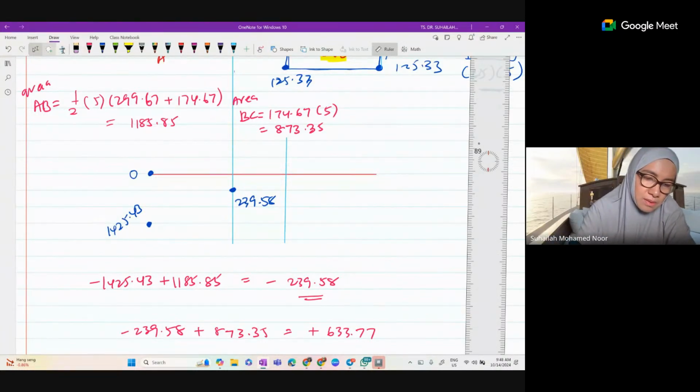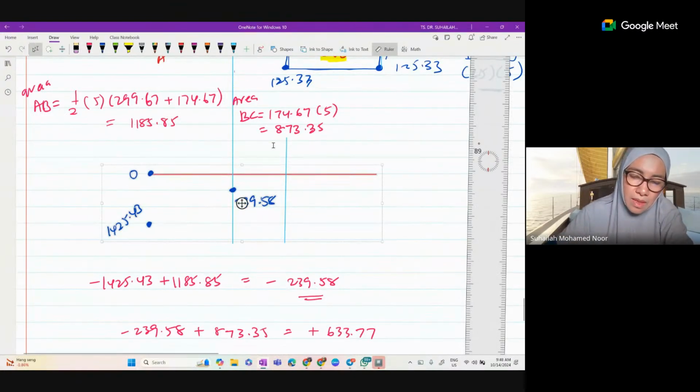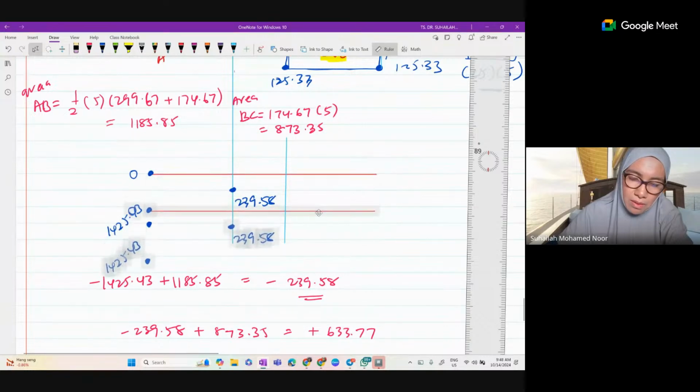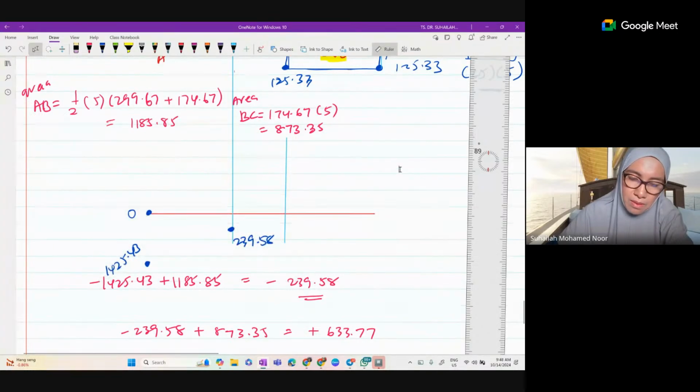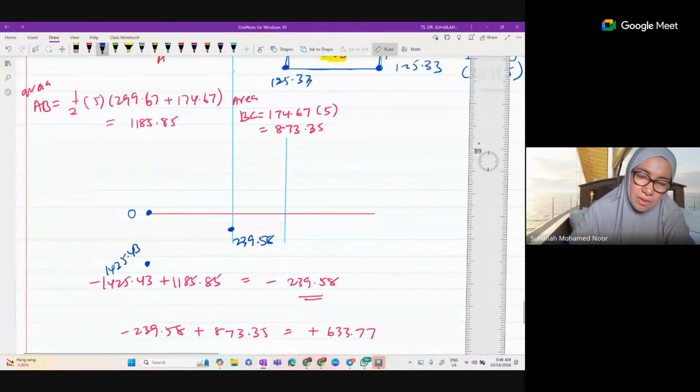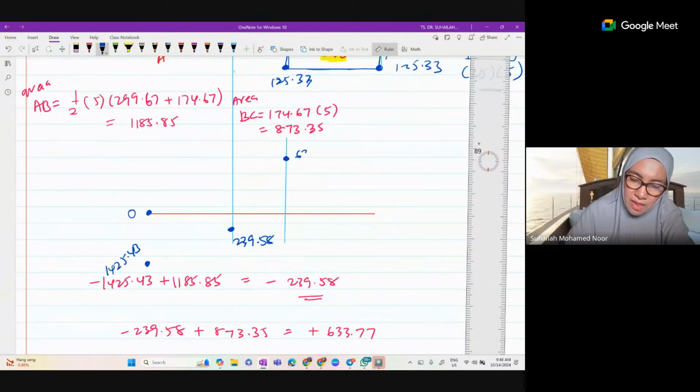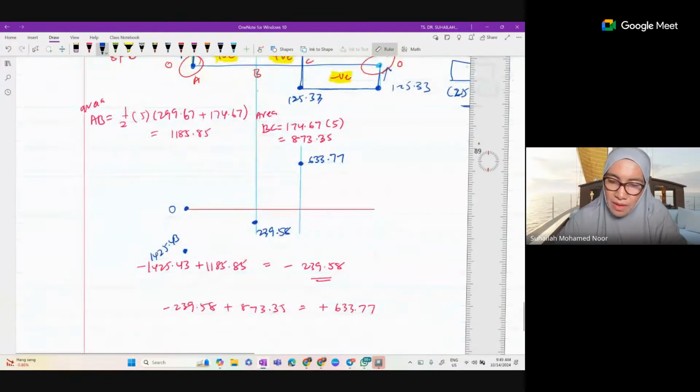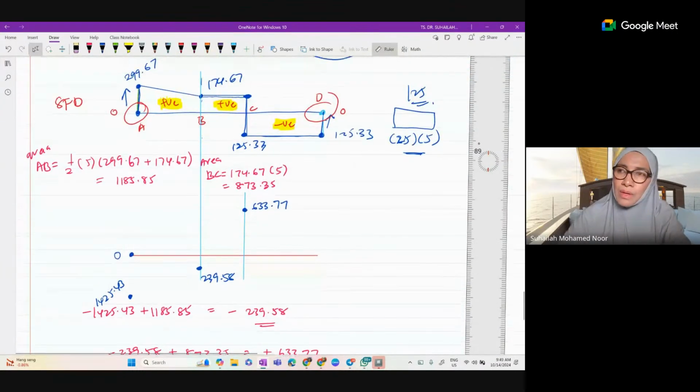So I will move it down. Just a moment, I will move it down. Okay, so assume that this is the point. It is positive 633.77. Okay, now we have CD.